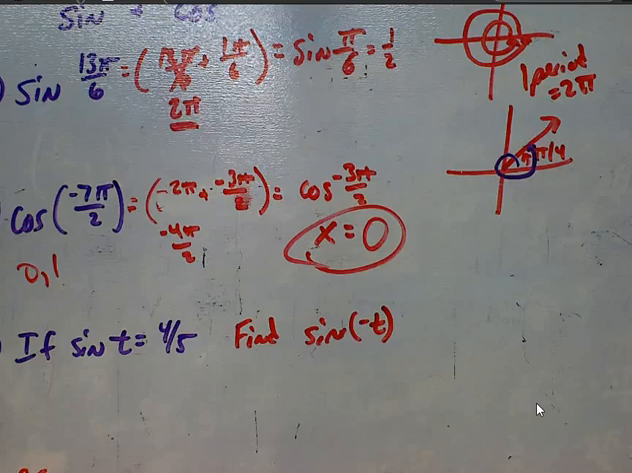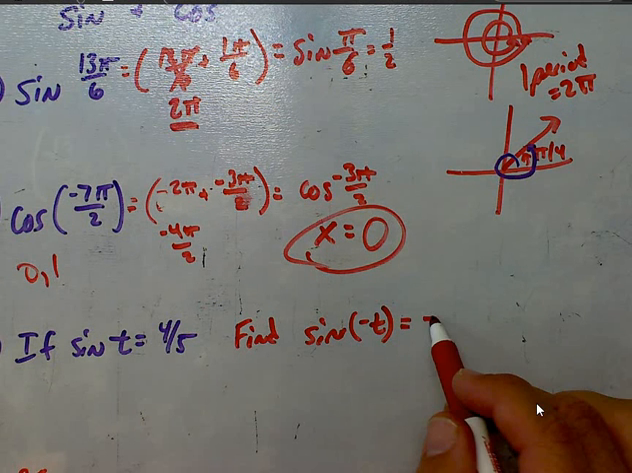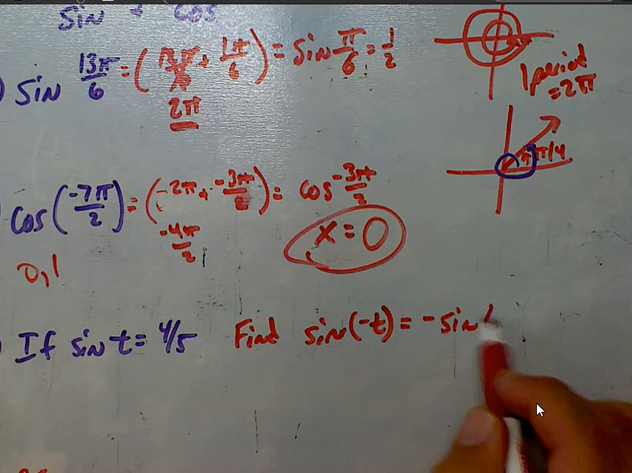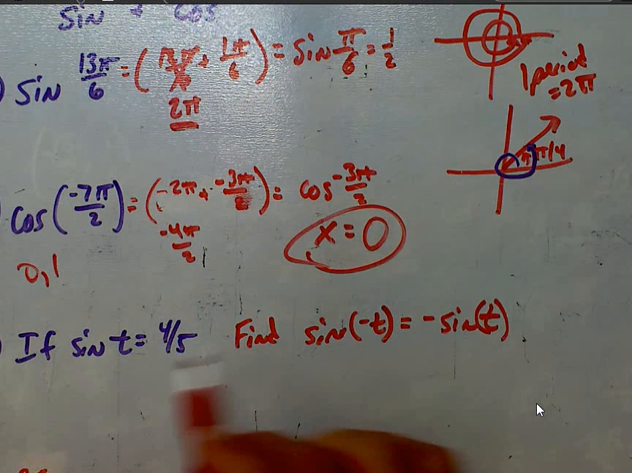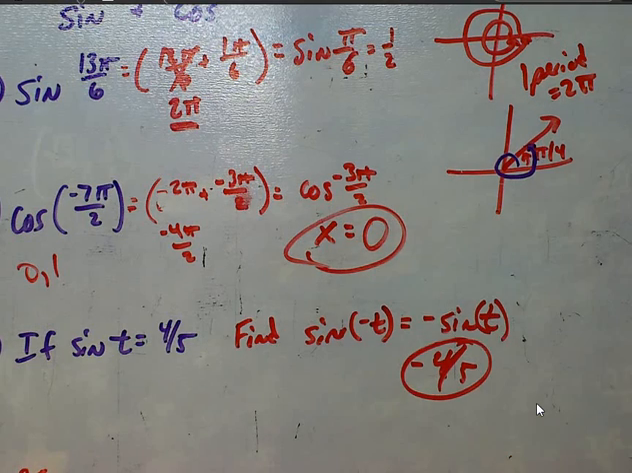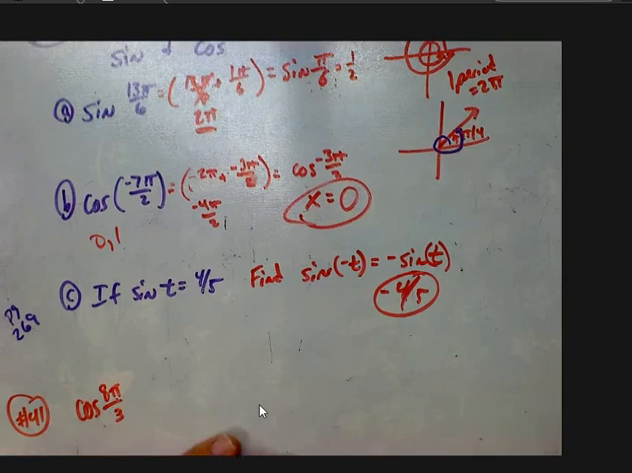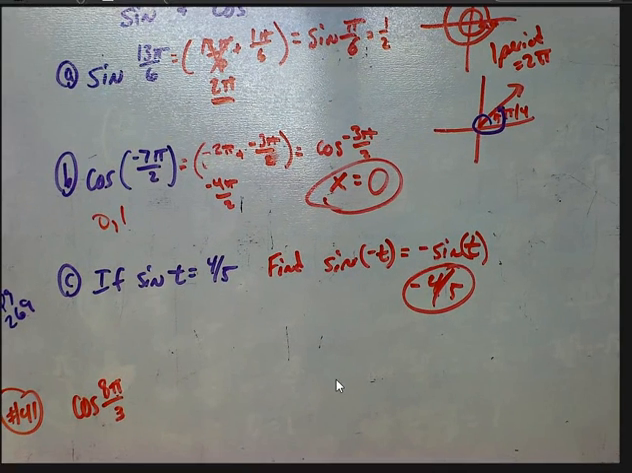So the sine of negative t is going to be equal to the negative sine of t. Well, the sine of t is 4/5, so it's going to be equal to negative 4/5, like that. I want you to go ahead and try number 41, which says find the cosine of 8 pi over 3.